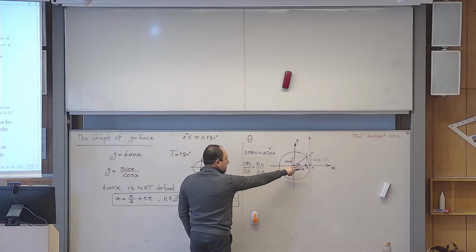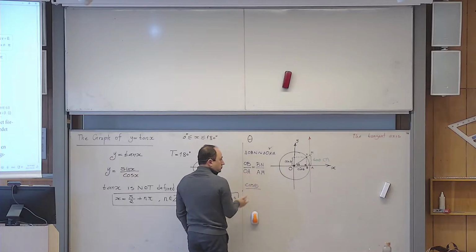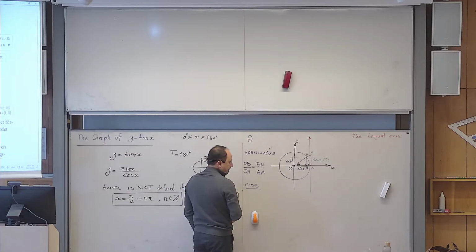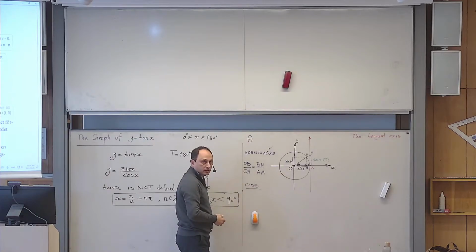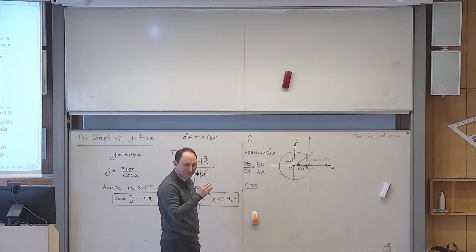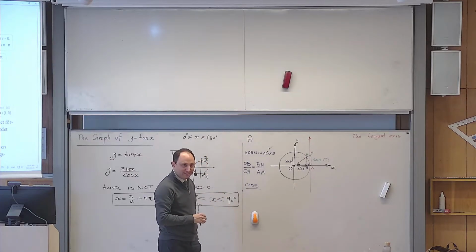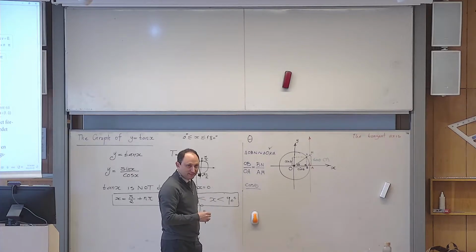OB in this figure is nothing except cosine theta. If I ask you what is OA, what is OA in this picture? OA is the radius of the unit circle, yes? So yeah, it's 1.